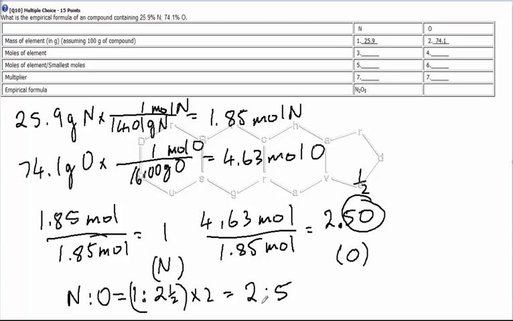And just in case you don't believe me, take the 2 divided into 5, if you take the 5 divided by 2, that's going to be 2.5. So it's going to be 1 is to 2.5, which is the same as what we had just at the very beginning here.